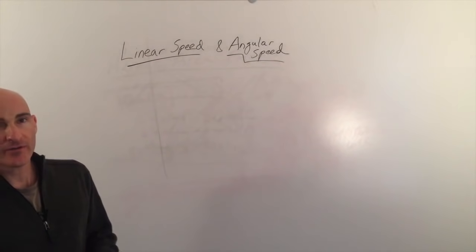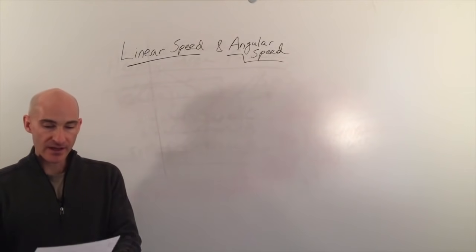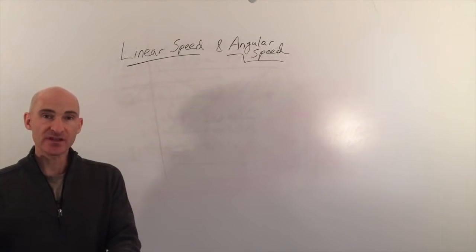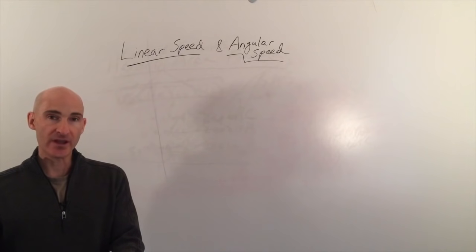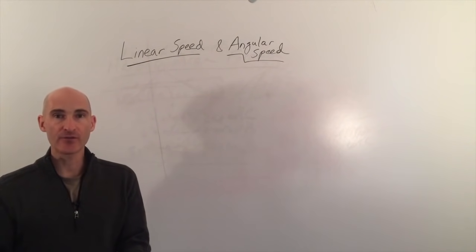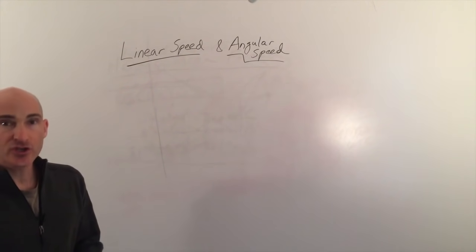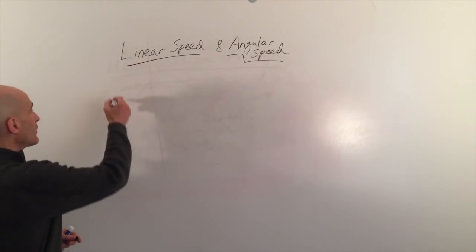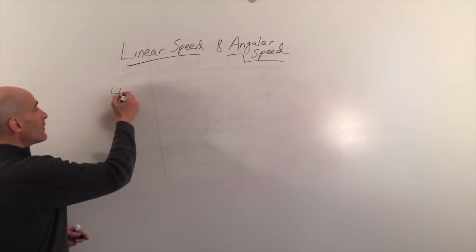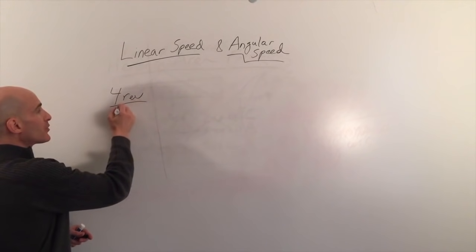Say, for example, we want to find out what the angular speed is for a wheel that's turning at 4 revolutions per minute. Okay, so just a wheel that's rotating at 4 revolutions per minute. So what you do is you start off with 4 revolutions per 1 minute.